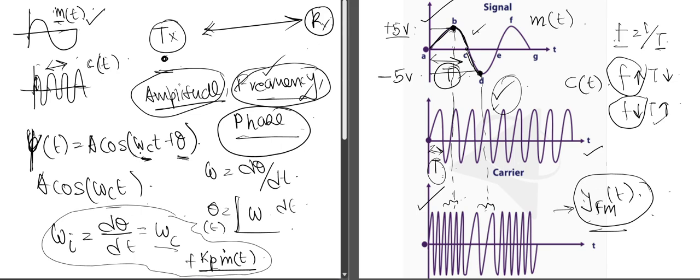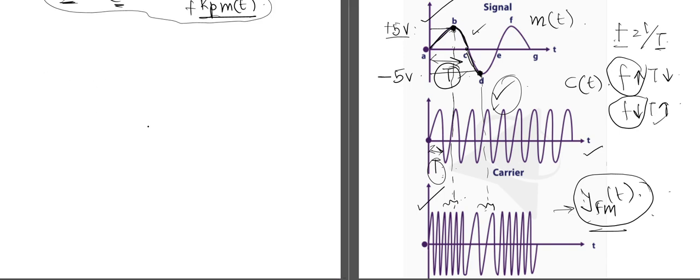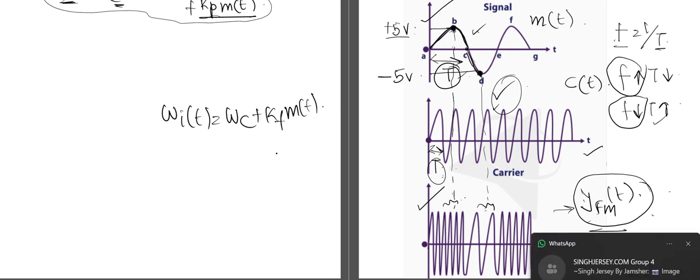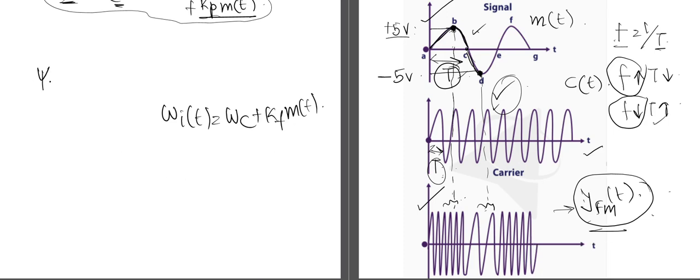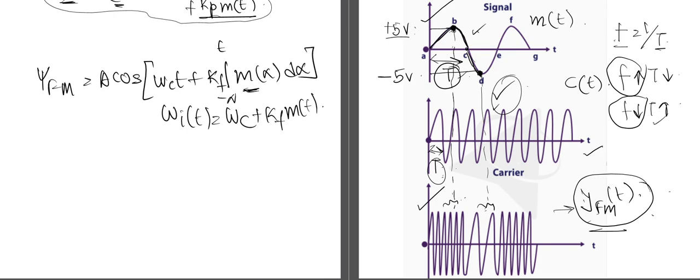So this is the omega i, which is equal to d theta by dt. We can say for frequency modulation omega i of t is equal to omega c plus kf into m of t. So we can write psi of fm is equal to A cos of omega ct plus kf integration from minus infinity to t of m of alpha d alpha, where m is the message signal, kf is the frequency constant, and omega c is the frequency of the carrier signal.